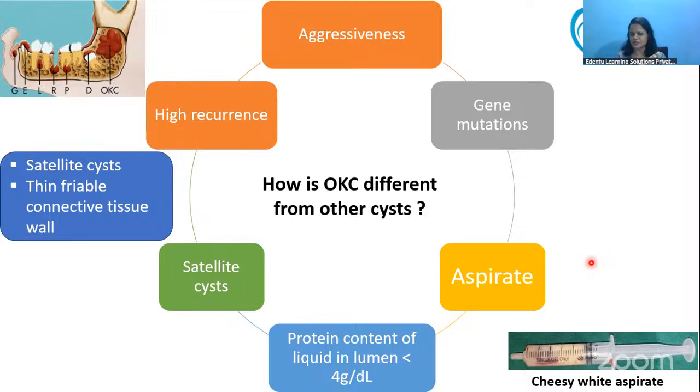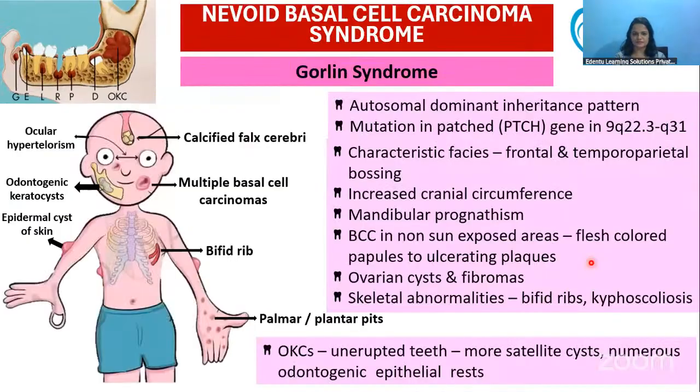Okay, then next is the presence of satellite cysts, which we had already mentioned. These are the features which differentiate OKC from the other cysts. First is the genetic mutation, then the FNAC aspirate. If you look at it, you will get a cheesy white aspirate, and the protein content of this cystic fluid is also less. Then you have the satellite cysts, which are responsible for the high recurrence and the aggressiveness of the cyst. So these are the features that differentiate OKC from the other cysts.